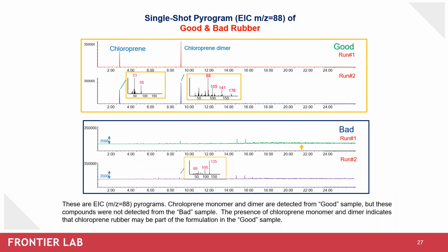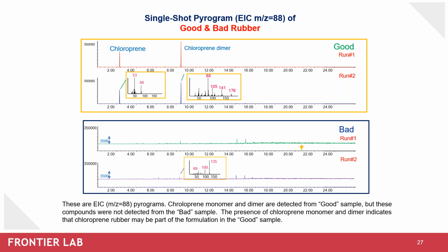So we did this. We extracted the M/Z 88 ion, and this is, as you can see, the EIC, extracted ion chromatogram, for the good sample. The chloroprene monomer and dimer are both detected in the good sample, but these compounds were not detected in the bad sample. So we extracted 88 for both samples, good and bad, and as shown here, in the good one you'll see a pretty nice intense peak in your EIC, versus in your bad one, they're not really showing up. So now we can confirm that at least one of the differences in chemical composition between the good and bad samples is their polymer composition.